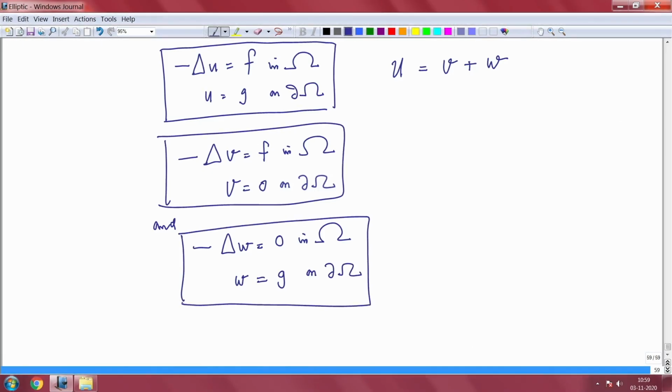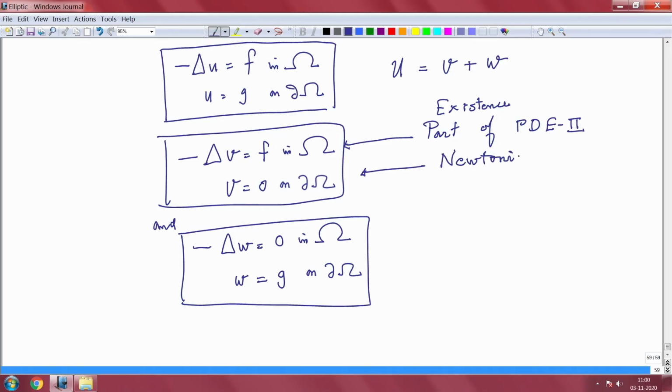We are not going to do this problem. This is part of PDE 2, the existence part of PDE 2. We will study that. And this is what is called the Newtonian potential.